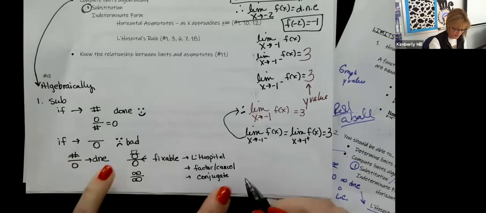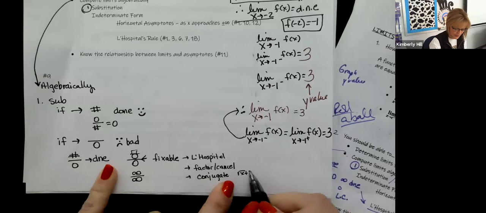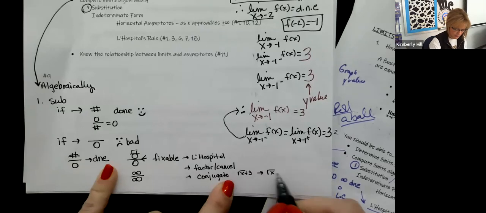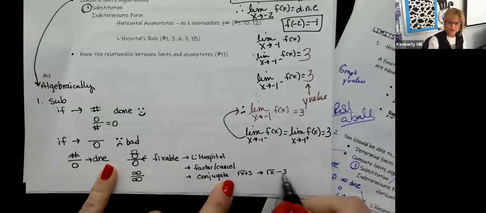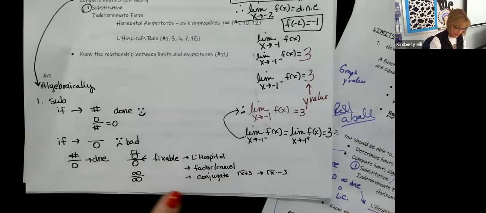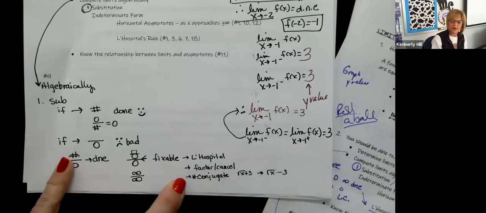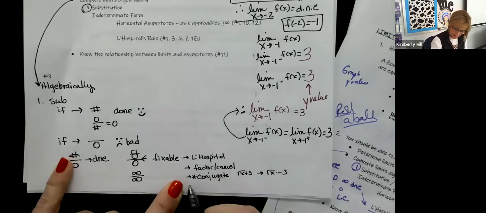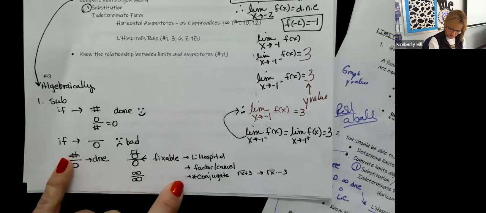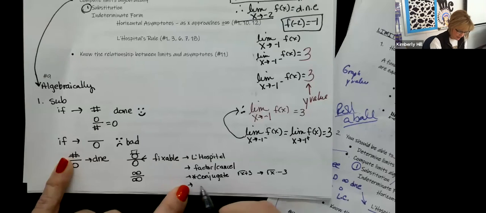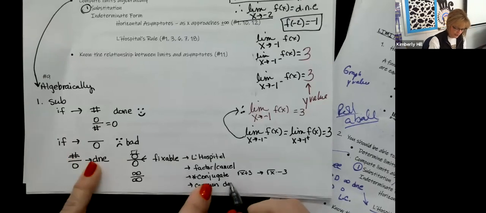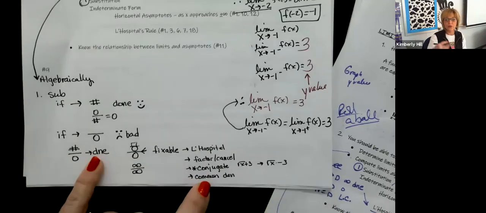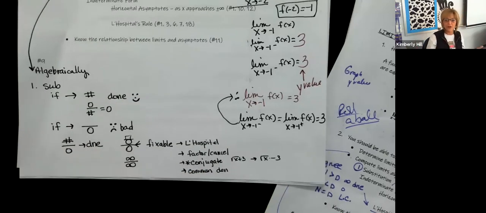That's like when you have something like the square root of x plus 3, its conjugate would be the square root of x minus 3, and you multiply by the conjugate. So you may want to make yourself a note, multiply by the conjugate. We have common denominators. I was trying to think of the other one. Any algebra that you have done in your life up to this point to rewrite functions is still legal. So all those things you're allowed to do.